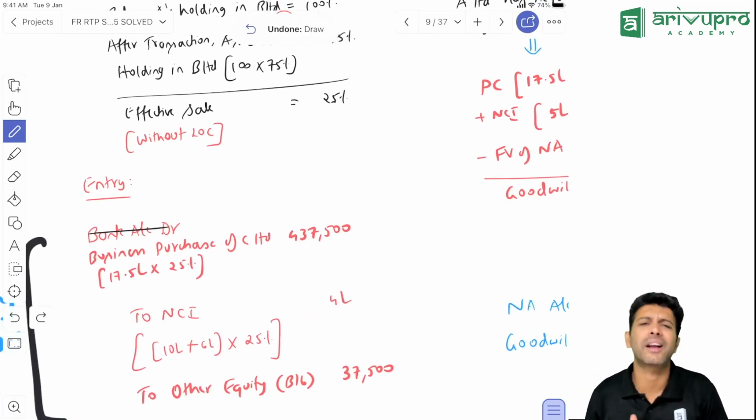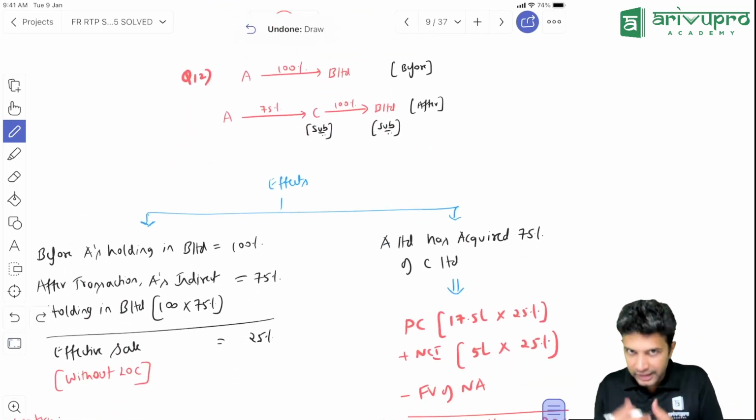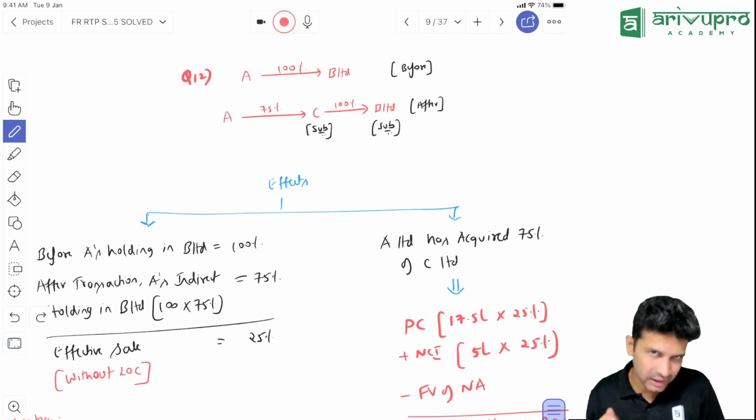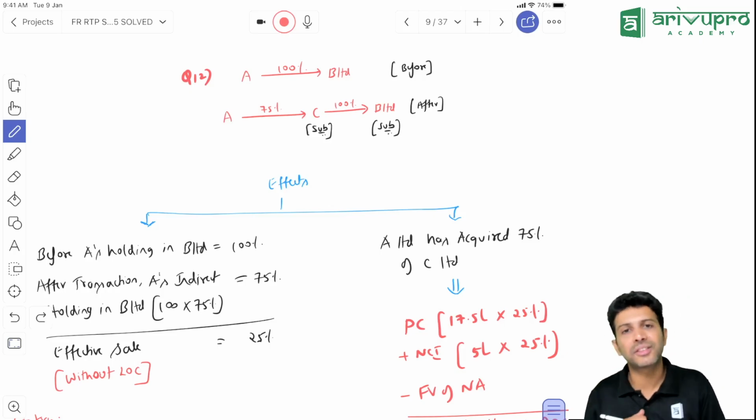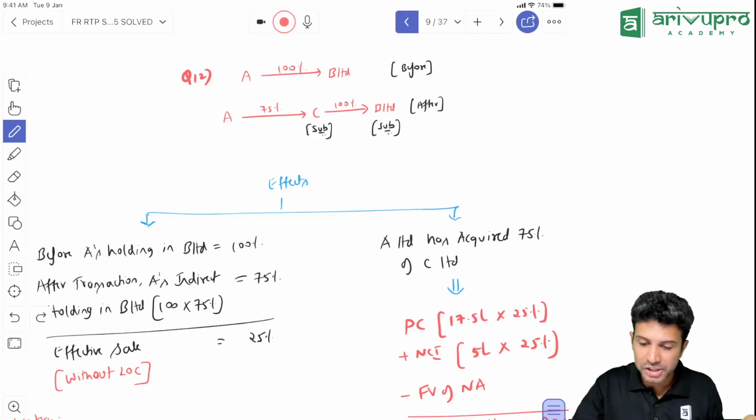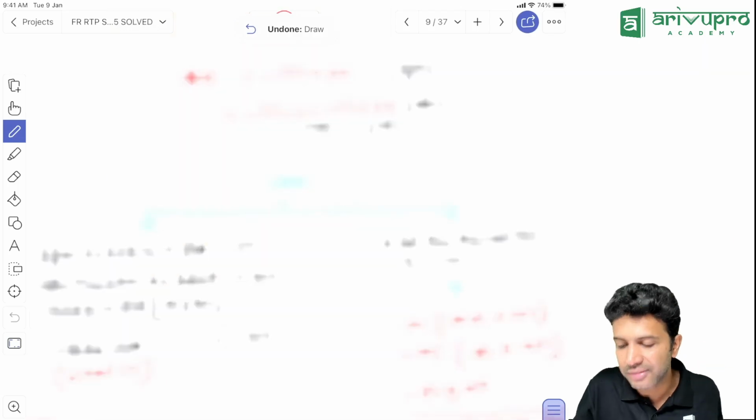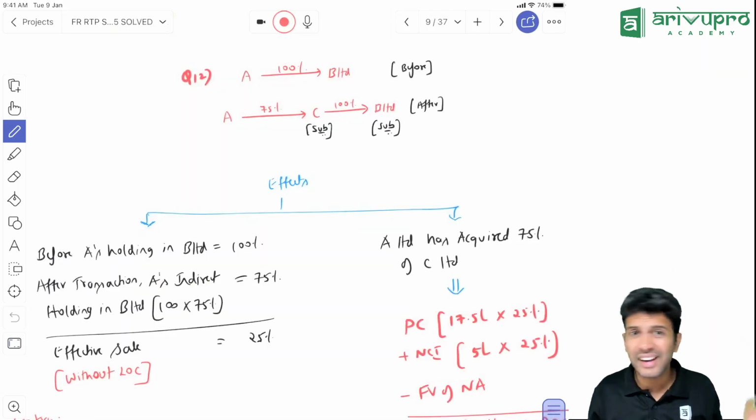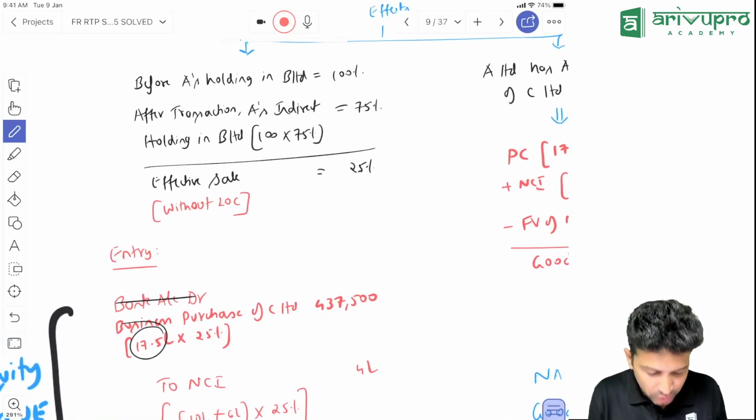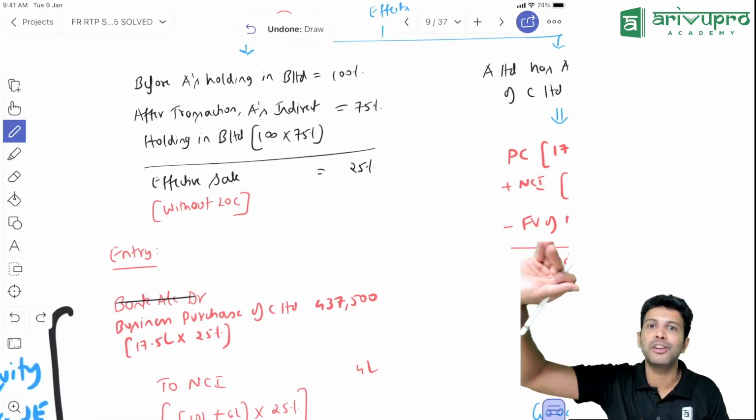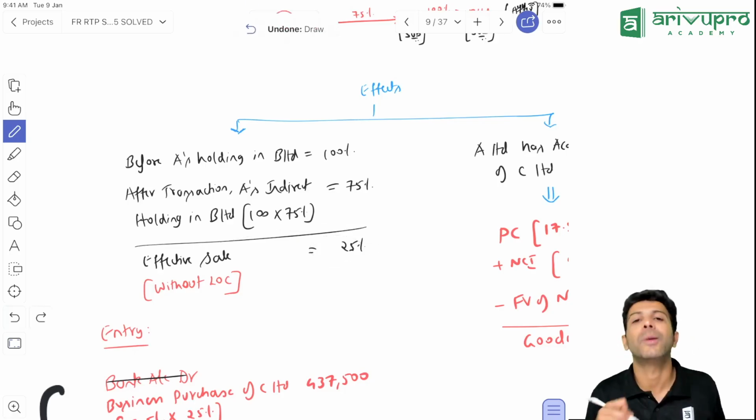Here we can't debit bank. Why? Sir, A might have sold 25% effectively, but did A receive any cash or any money in their bank account? No. What did A receive? A received some stake in C, right? C gave shares worth 17,50,000. But hang on. That 17,50,000 is the 100% value of B. It is for 100% value of B. But effectively, we have not sold 100% in B. We have sold only 25%.